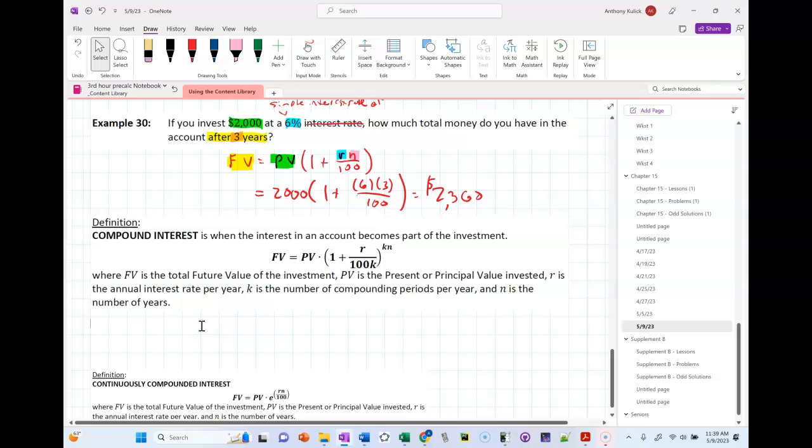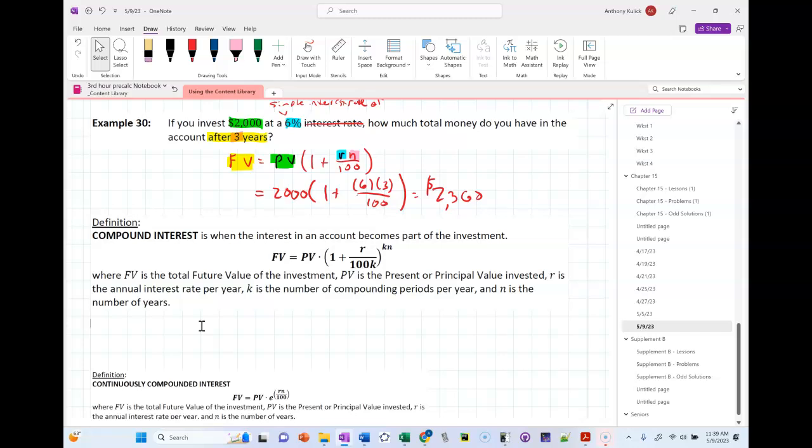So the compound interest formula is FV is equal to PV times the quantity 1 plus R over 100K, to the KN. Well, FV is still future value, PV is still present value, R is still the interest rate as a percentage. K is going to be the number of compounding periods per year.